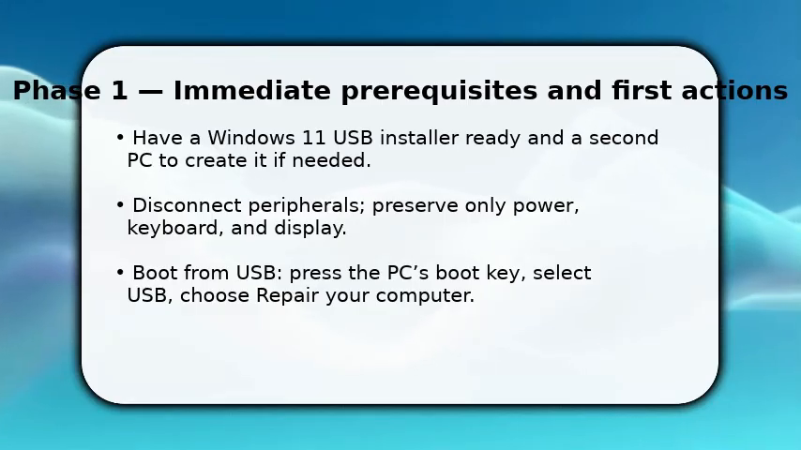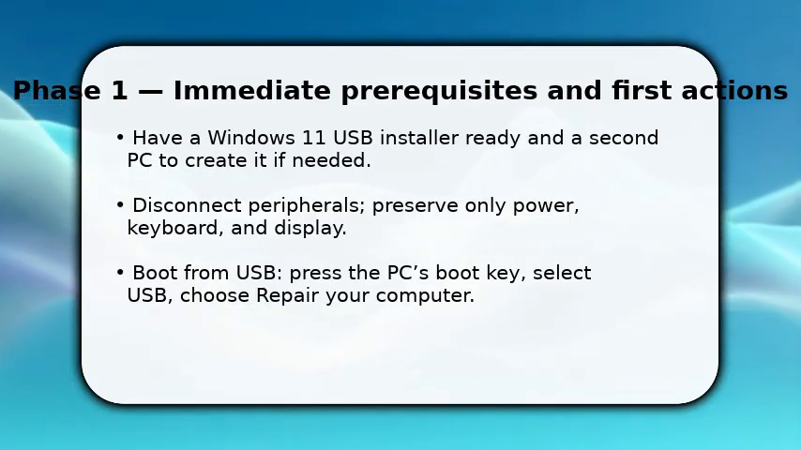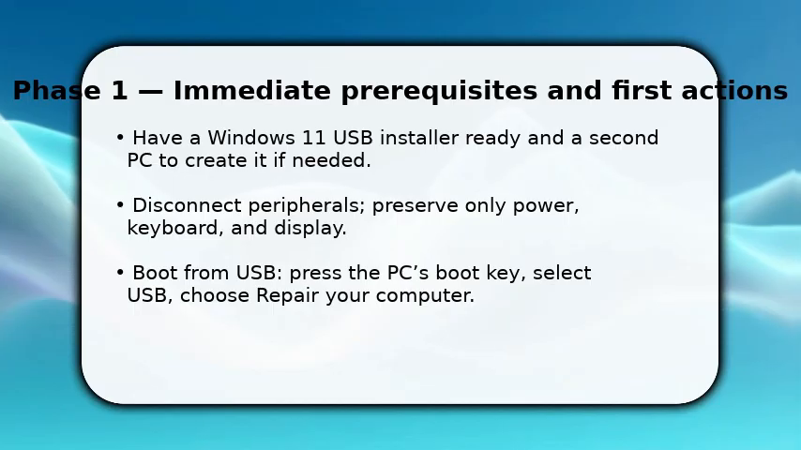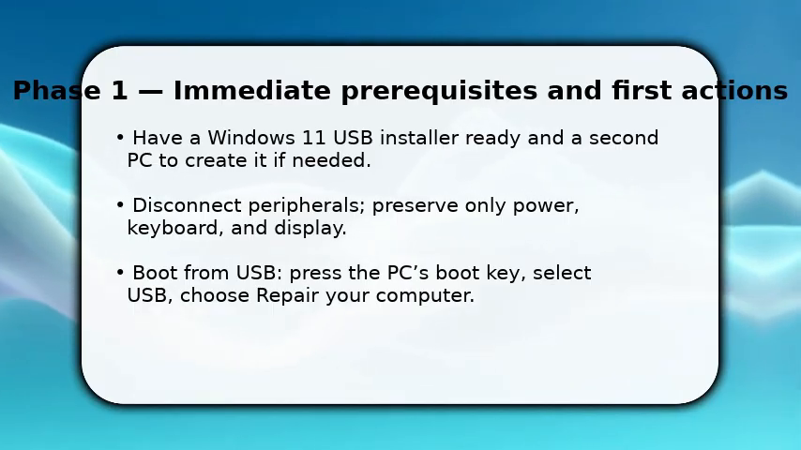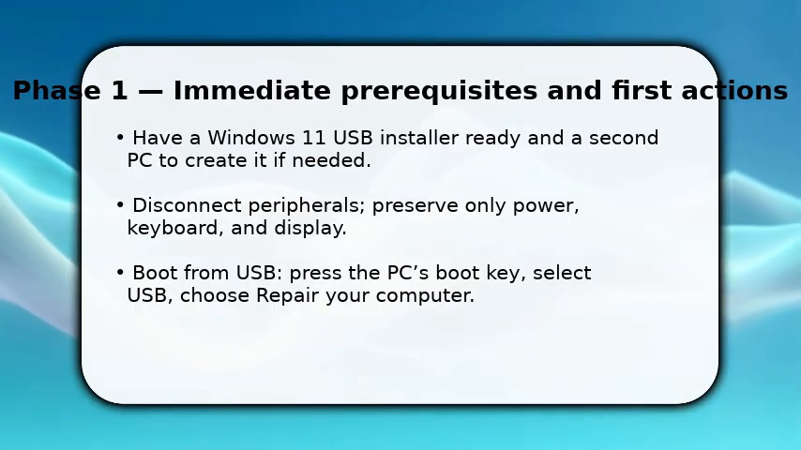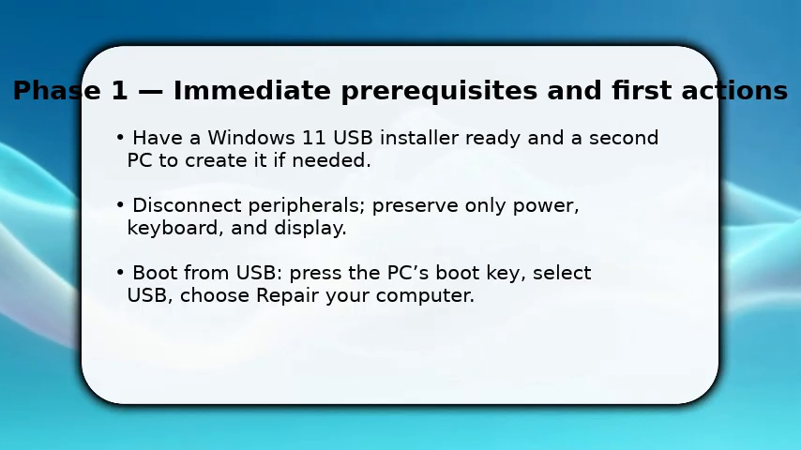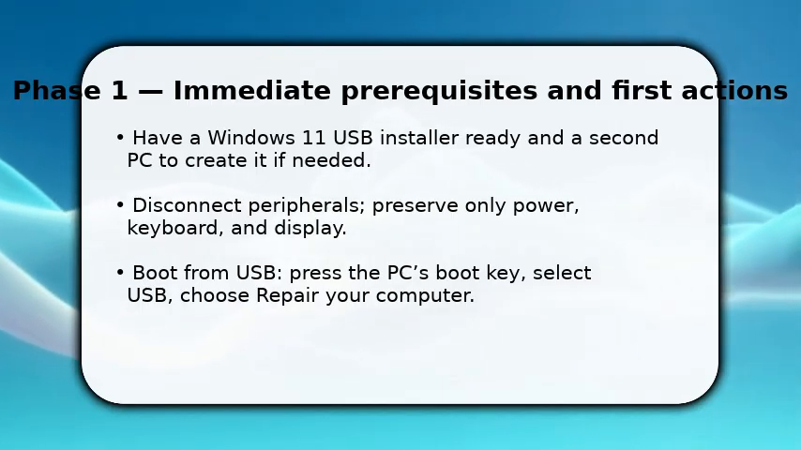You start by creating a bootable Windows 11 USB and disconnecting all non-essential devices. This prevents driver conflicts. Once the PC boots from USB, choose Repair Your Computer and then Troubleshoot. You'll use Advanced Options. This is where we get control back.